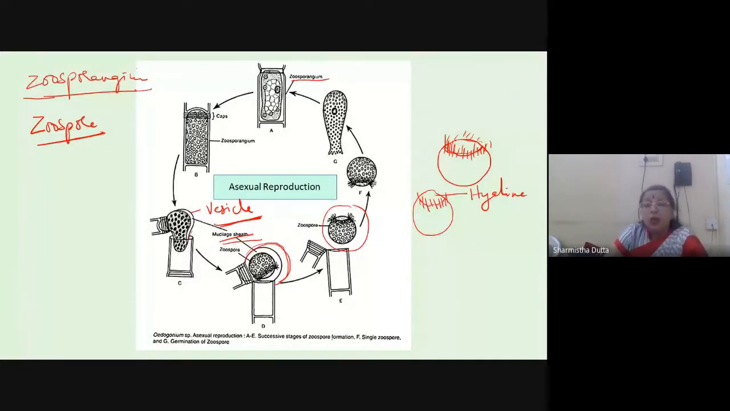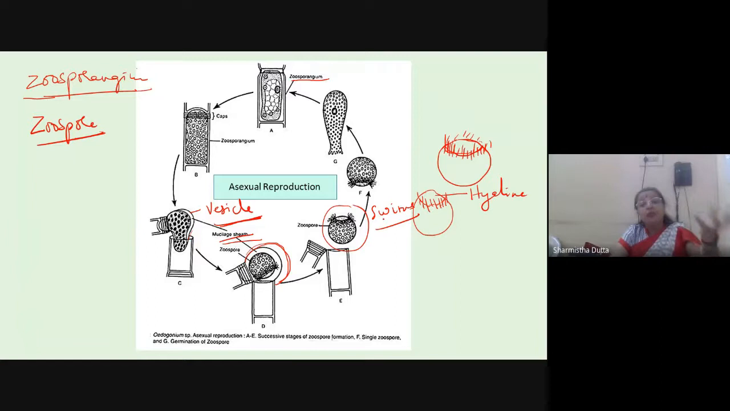Now this zoospore is released from the vesicle. Once the zoospore develops, it opens up the mucilaginous sheath. It is liberated from the mucilaginous sheath and then it swims in the water. Now you know very well that Oedogonium is an aquatic form. It is found in puddles, pools. It's a freshwater green alga. So this zoospore will swim across for some time and get settled. It will settle at the bottom of the pool on some substratum.